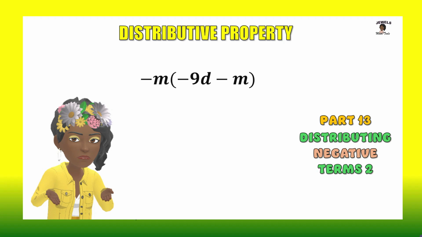In this session, we are applying our distributive property, and this is part 13, and we're distributing a negative term to two other negative terms. And if you're ready to see how this is going to be done, let's get started.